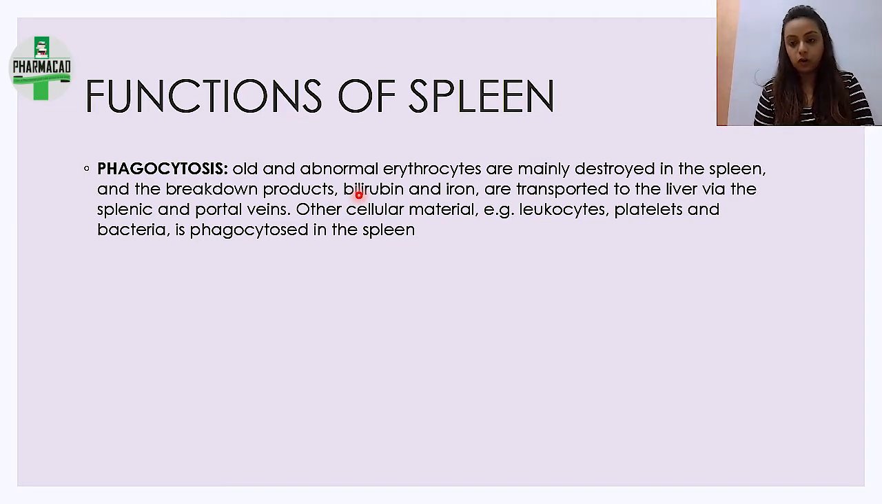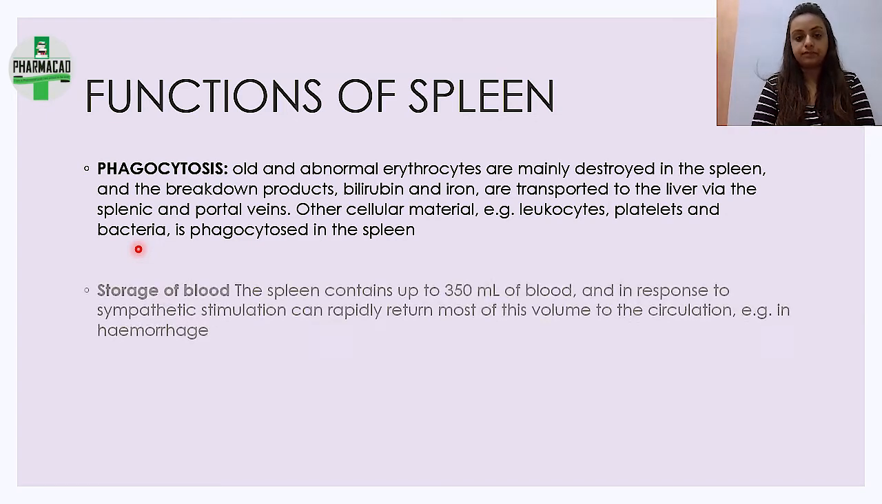That is a whole topic altogether. But you have to remember that the iron goes back to iron stores and bilirubin is taken to the liver via splenic and portal veins, and there it is then further conjugated. Other cellular material, for example leukocytes, platelets and bacteria, are also phagocytosed in the spleen. Mainly we talk about RBCs.